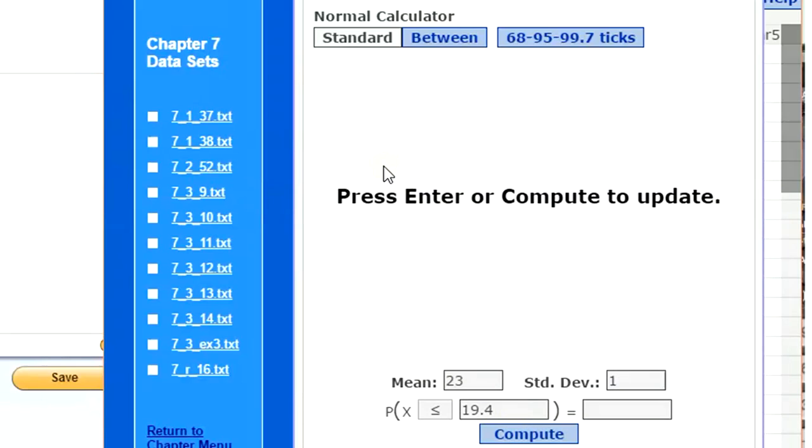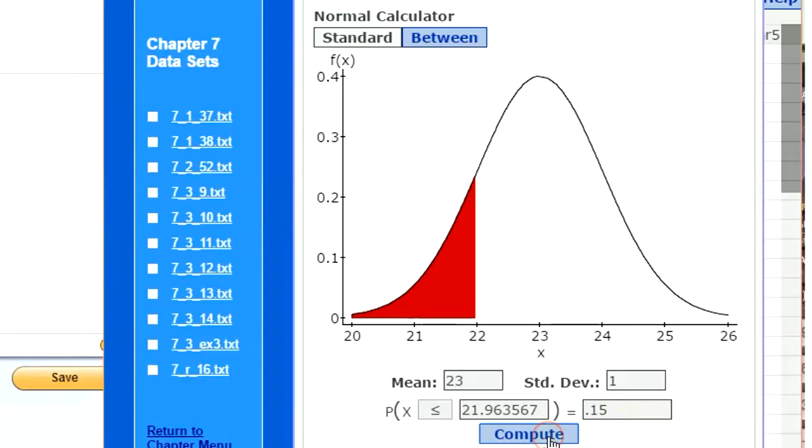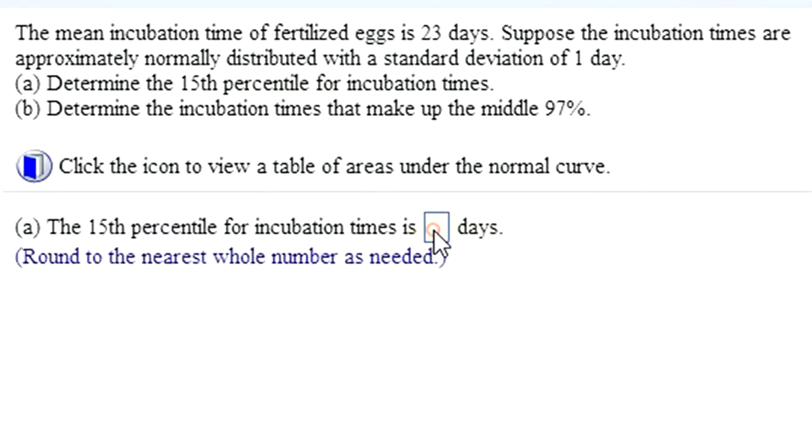So when we're looking for a 15th percentile, what we're looking for is what is the number of days such that 15% of fertilizations are less than that. So rather than entering into this first box, we're going to enter 15% or 0.15 as the probability, and what we're going to compute is a cutoff, 21.96, such that 15% of egg incubation times are going to be less than that. So I'm going to round to the nearest whole number. That's going to round to 22 days.